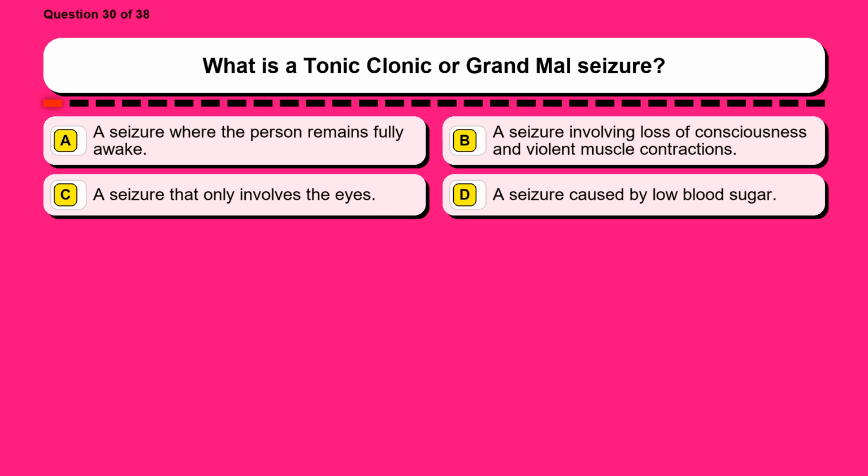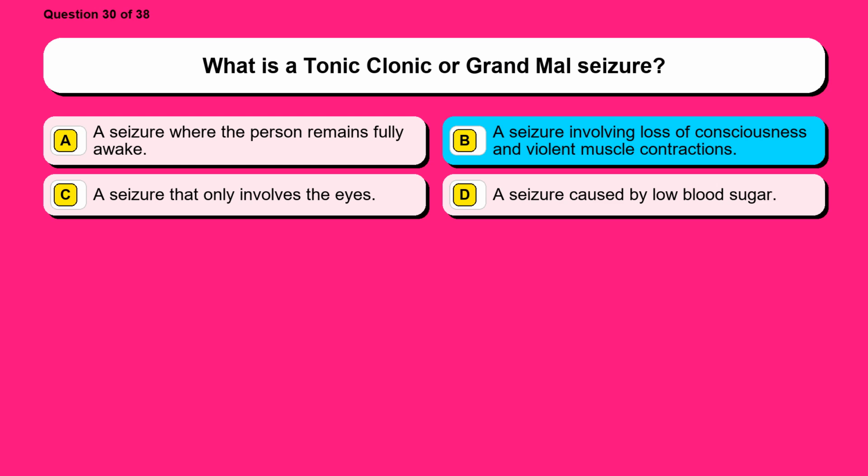Question 30. What is a tonic-clonic or grand mal seizure? Option A. A seizure where the person remains fully awake. Option B. A seizure involving loss of consciousness and violent muscle contractions. Option C. A seizure that only involves the eyes. Option D. A seizure caused by low blood sugar.